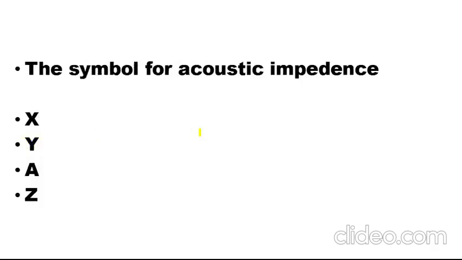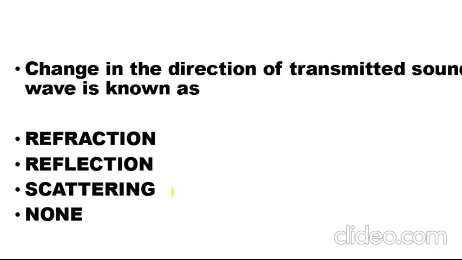Or we have next MCQ. The symbol for acoustic impedance is option A X, Y, A, Z. So the correct answer is Z, option D. So we have next MCQ. Change in the direction of transmitted sound wave is known as refraction, reflection, scattering, and none. So the correct answer is refraction, option A.